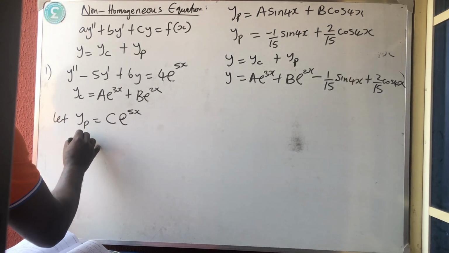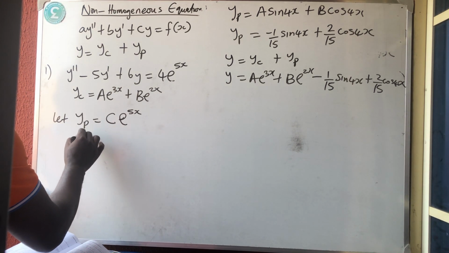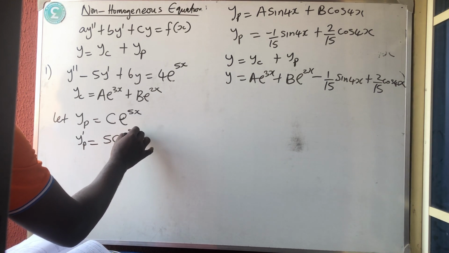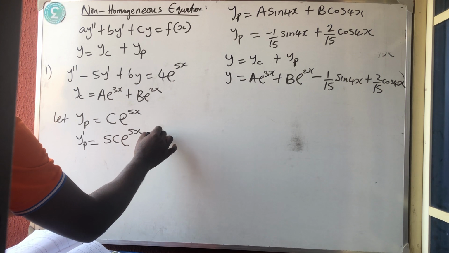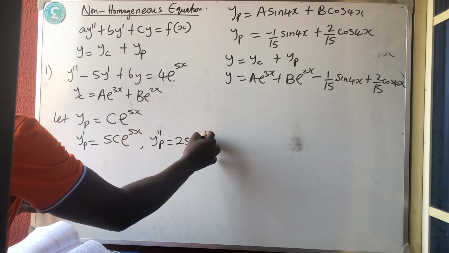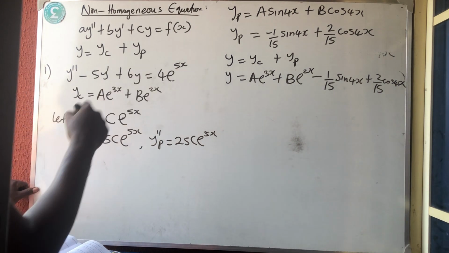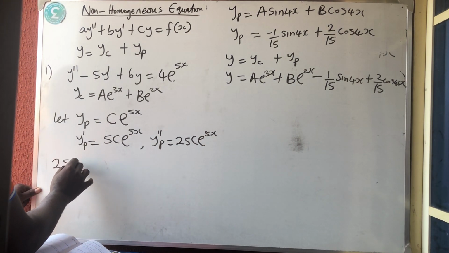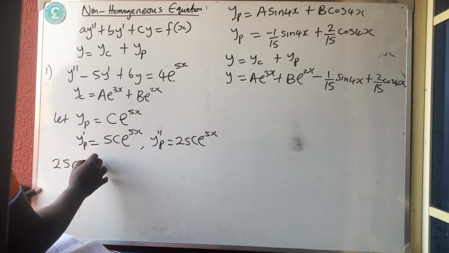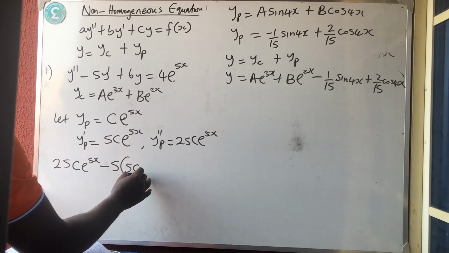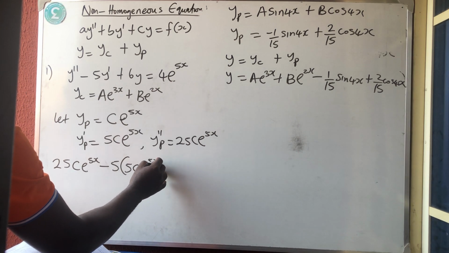So now my y prime p will be 5c e raised to power 5x, and my y double prime p will be 25c e raised to power 5x. So let us substitute in that equation. Here, I'm going to have 25c e raised to power 5x minus 5 bracket 5c e raised to power 5x.